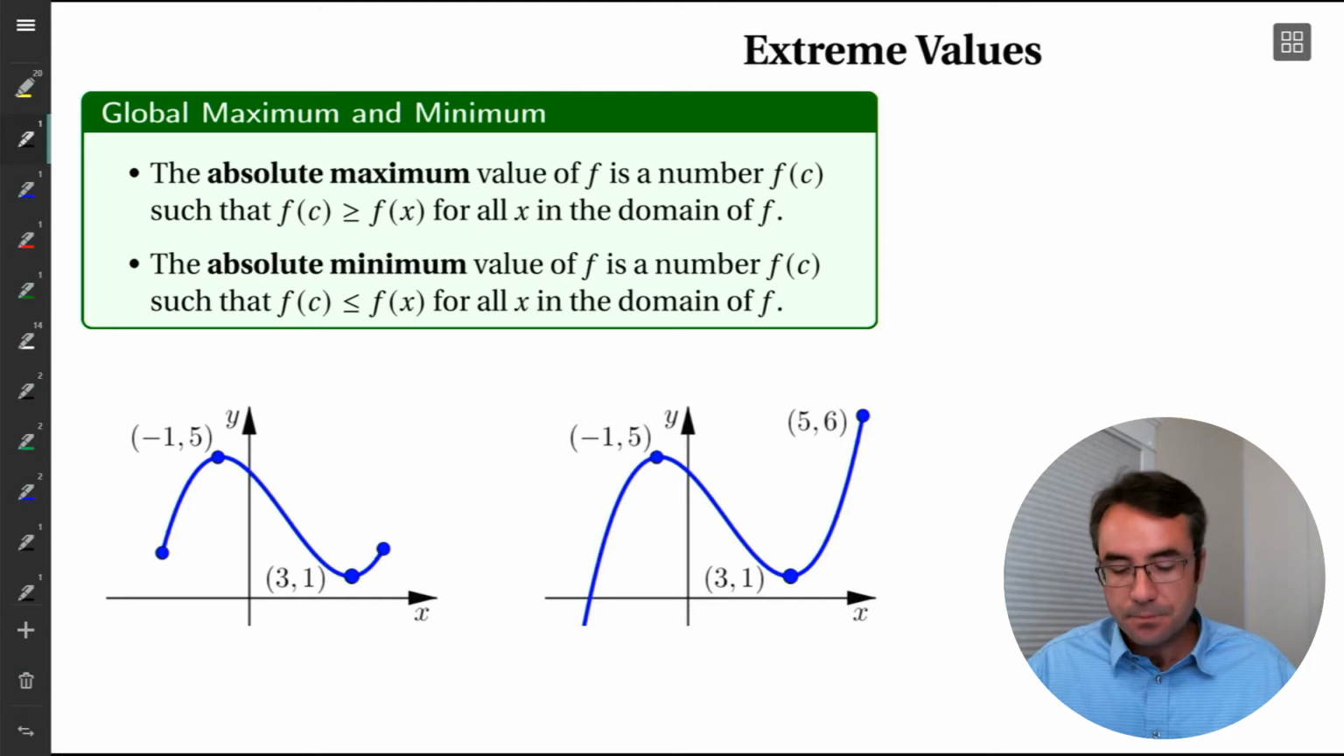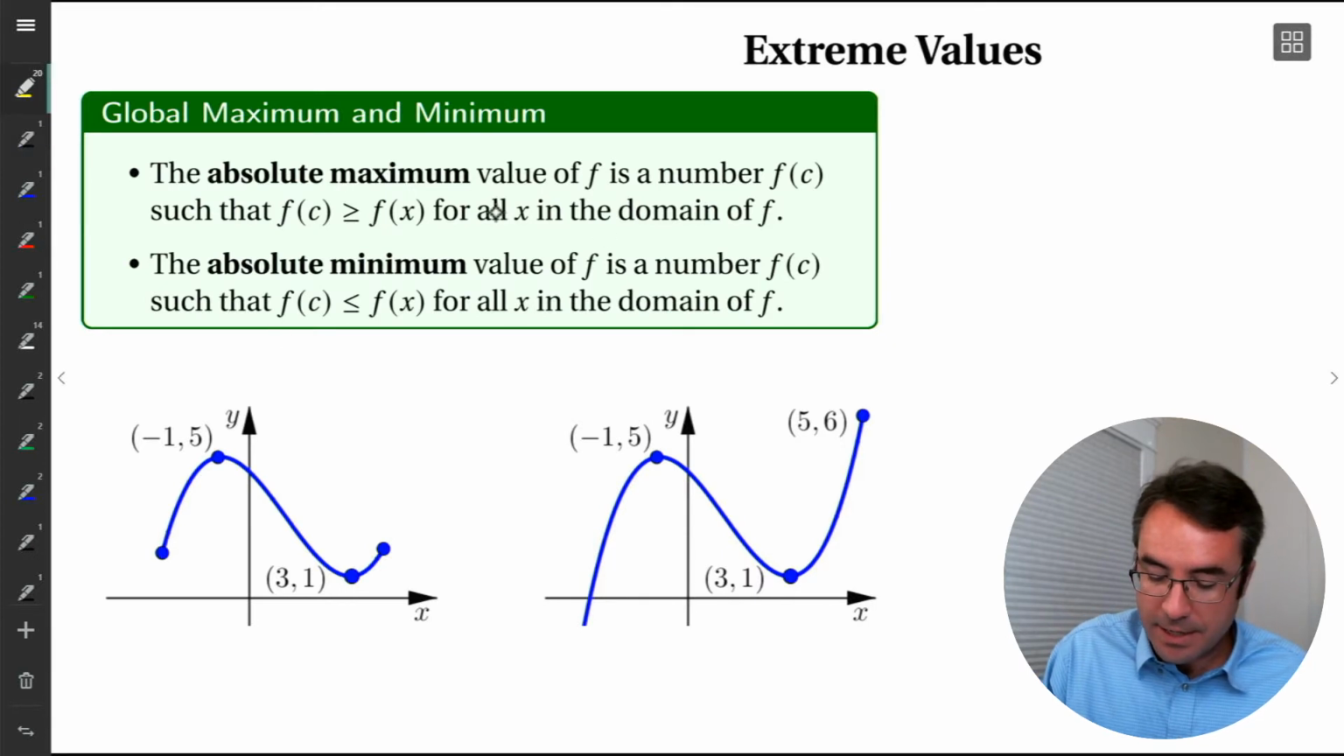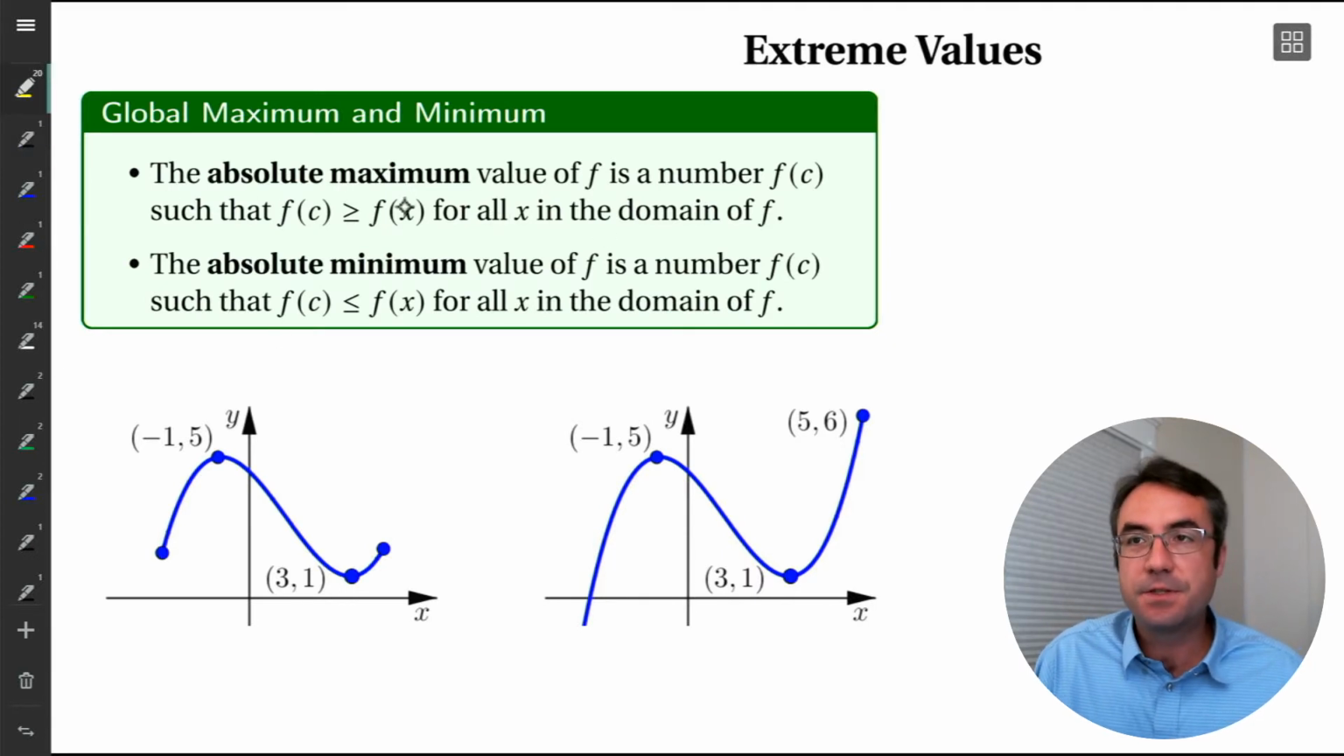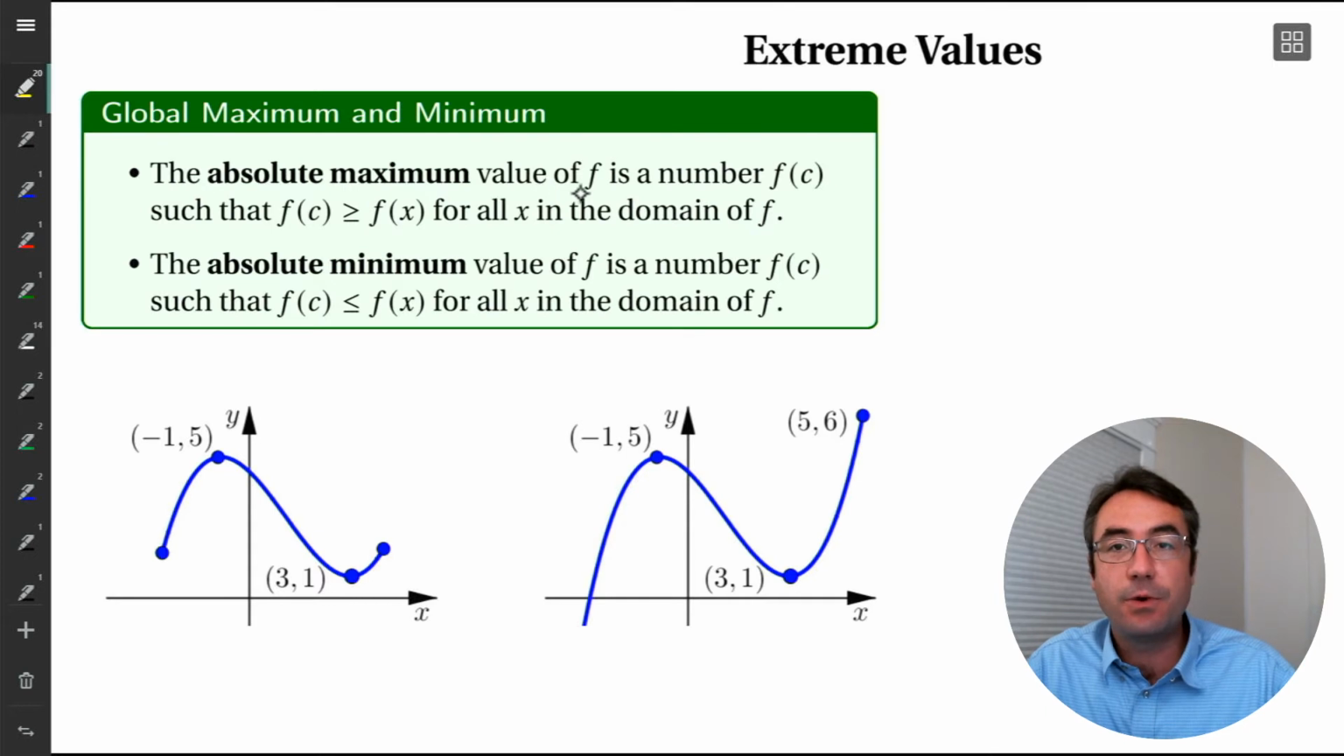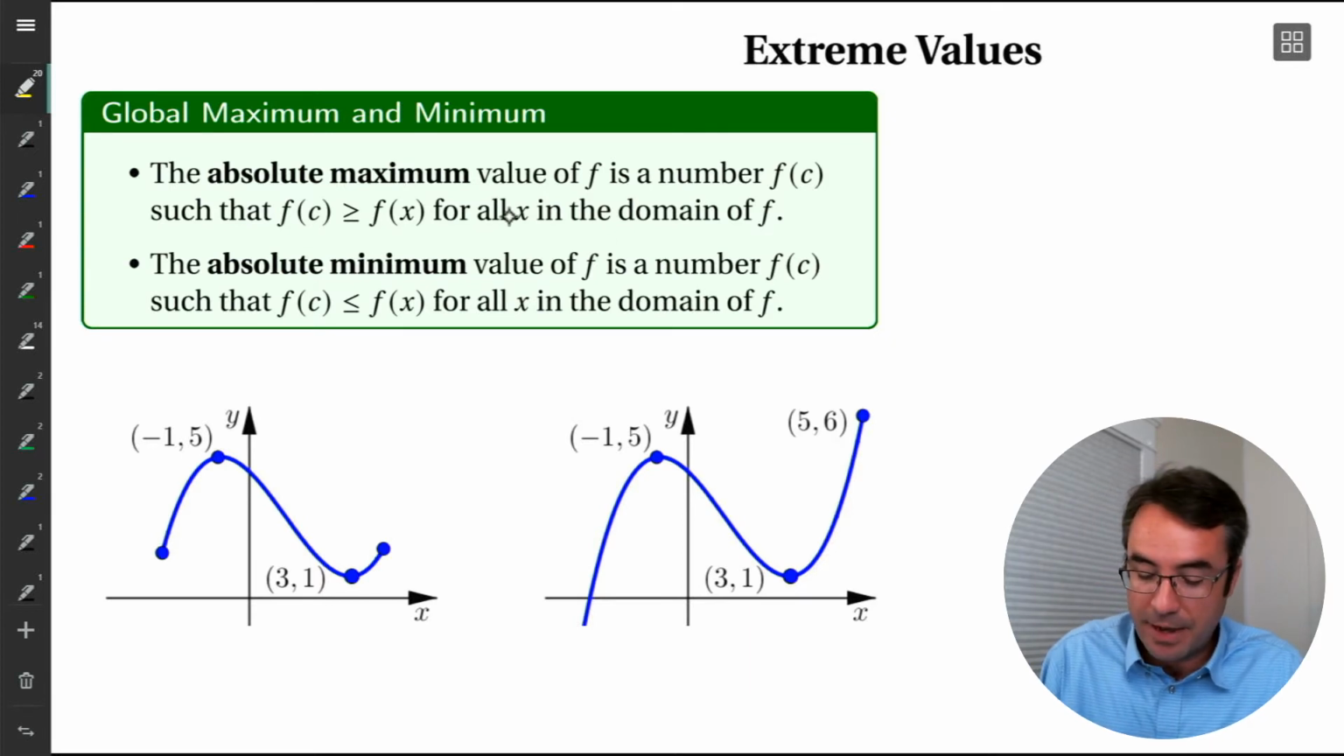And so the definition here is going to be very similar. It's just kind of one key difference. For instance, the absolute maximum value of our function f is, again, the number f of c such that f of c is greater than or equal to f of x, where x now can be any number in the domain of f.